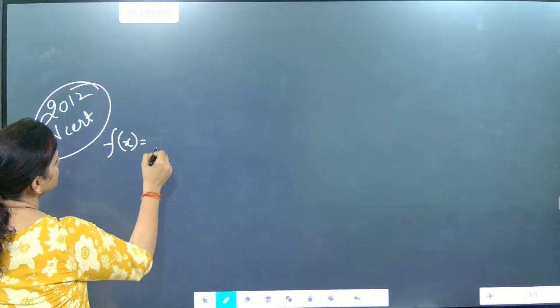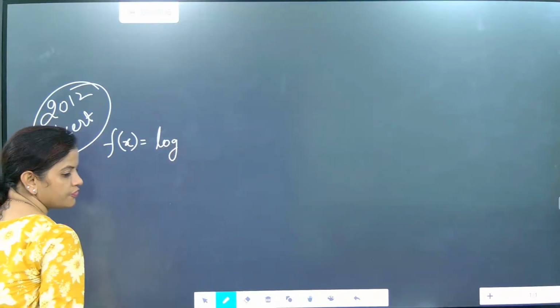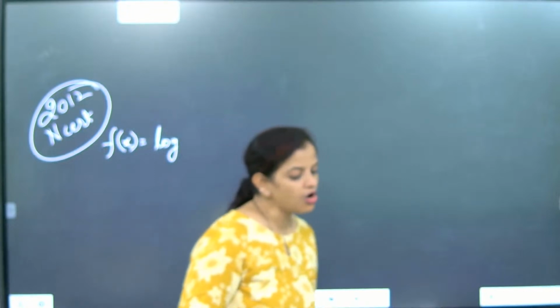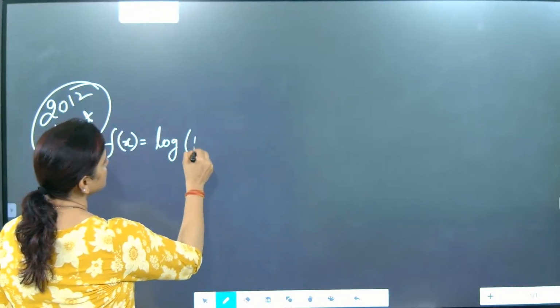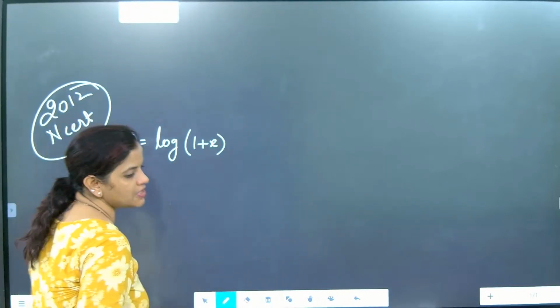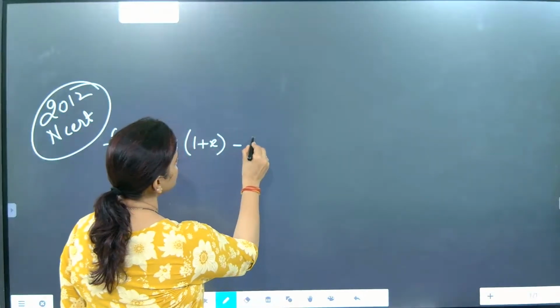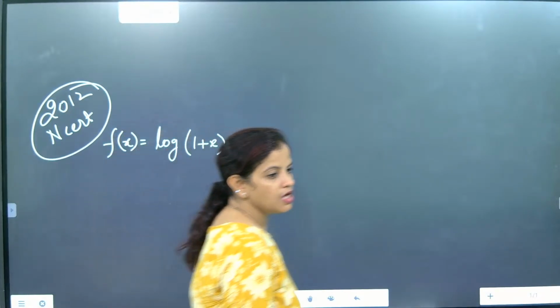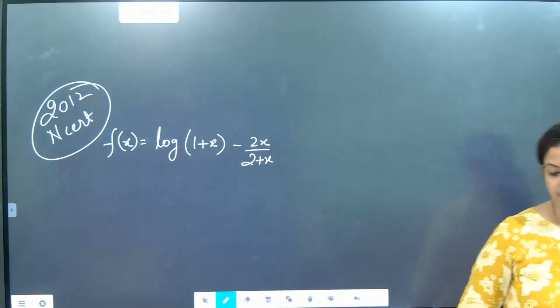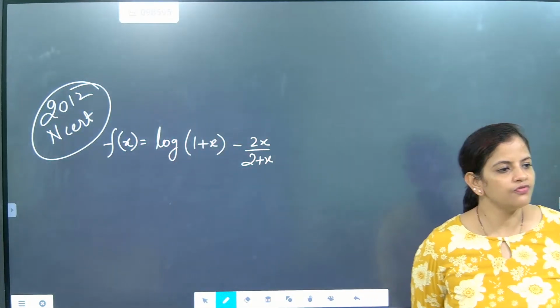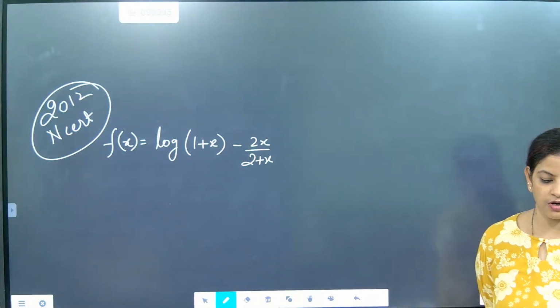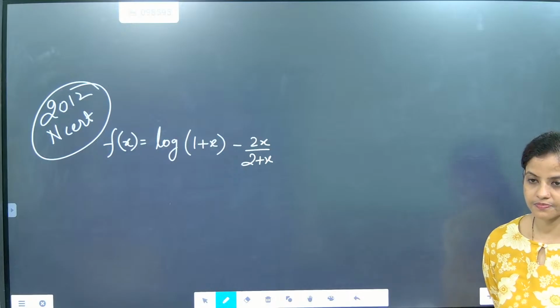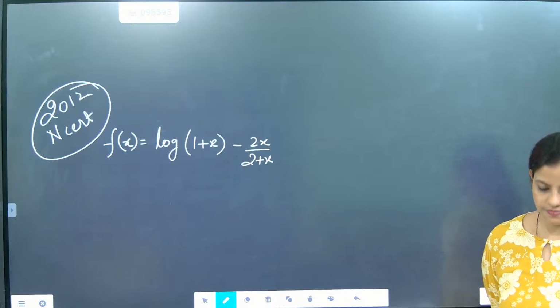Now, beta, f of x is given. Come on, write this question: f of x is equal to log of 1 plus x minus 2x by 2 plus x. This is the question given to you, and we need to find the increasing and decreasing intervals of the function. Come on, go for it. Try this question.